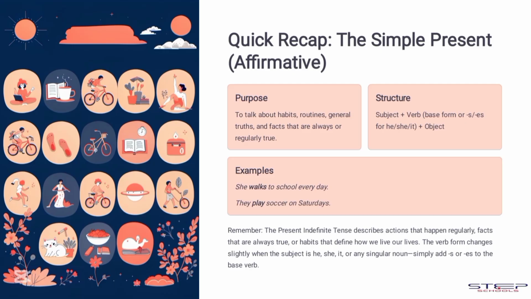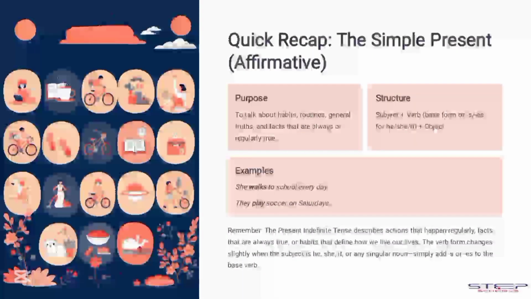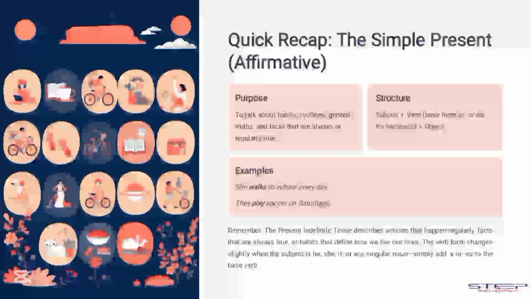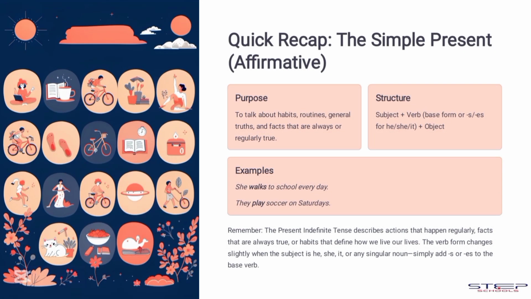Keep one thing in your mind that the verb form changes slightly when the subject is he, she, it, or any singular noun. We simply add s or es to the base verb. And the rules for addition of s and es were discussed in the previous lecture in detail. There are two examples of simple present tense in front of you. Now you have to brainstorm for a while and create five simple present sentences in your mind.